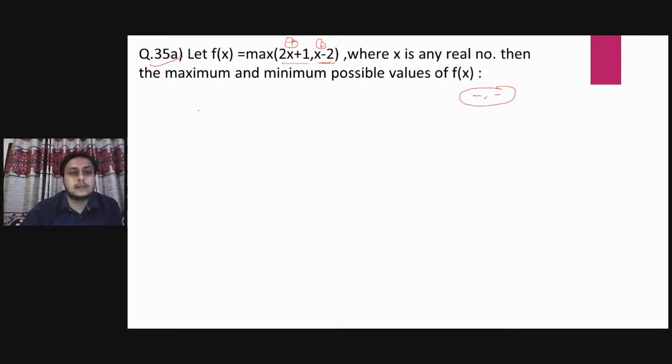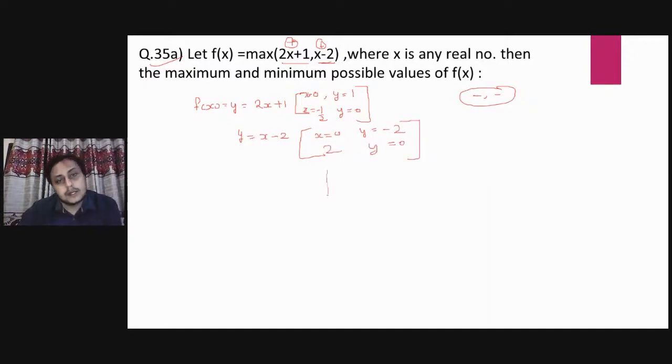First, draw the equation of these lines. First equation is what? f(x) equals to, or you can say y equals to 2x plus 1. And second is what? y equals to x minus 2, right? So guys, 2 points should be at x equals to 0, y comes out to be 1, and at y equals to 0, x equals to minus half, right? Similarly for this one, at x equals to 0, y comes out to be minus 2, and at y equals to 0, x comes out to be 2. So draw these two lines, what we'll get.